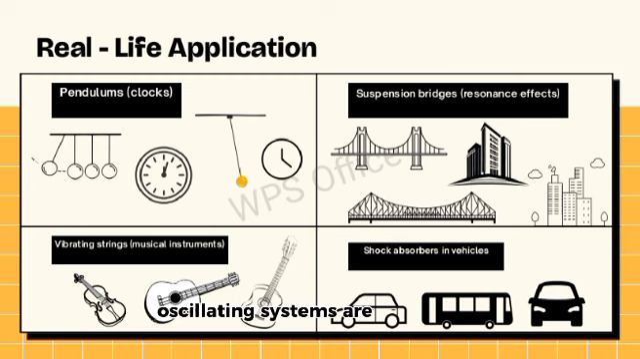Oscillating systems are all around us. Pendulums used in clocks, vibrating strings in musical instruments, shock absorbers in vehicles to reduce bouncing, and suspension bridges experience oscillation due to wind or movement. So, oscillations aren't just in physics, they're part of our daily life, from sound waves to the movement of bridges.